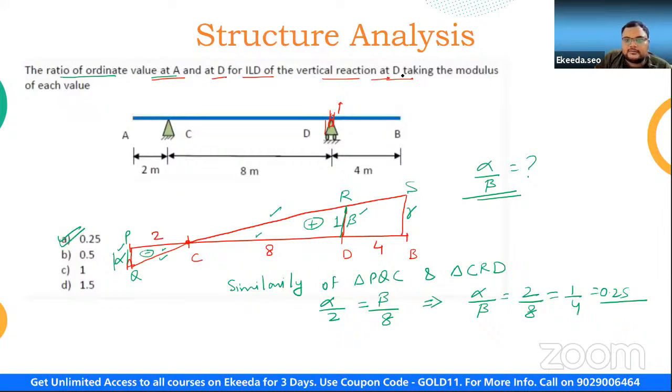So see, in this case, we have drawn this. This is the ILD, right, guys? So this is the influence line diagram. In this influence line diagram, what they have asked is, if this is point A, C, D, and B, at which point is the ordinate value of this vertical reaction maximum? Where is this ordinate value maximum?